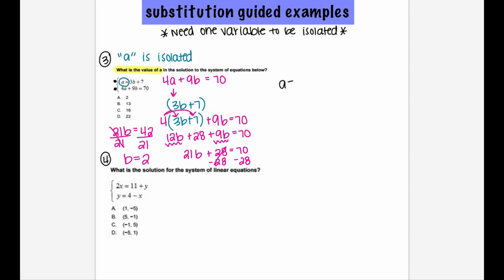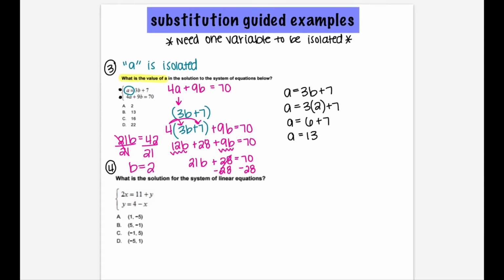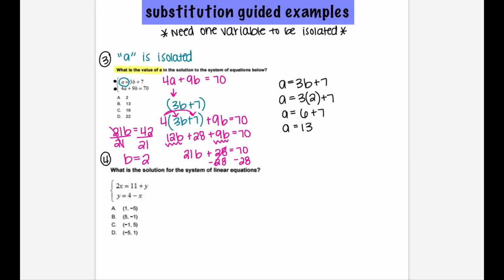All right, so if I've got a equals 3b plus 7, and I know that b is 2, then I can plug in 2 for b and simplify. So 3 times 2 is 6 plus 7, and 6 plus 7 is 13. So a is equal to 13.